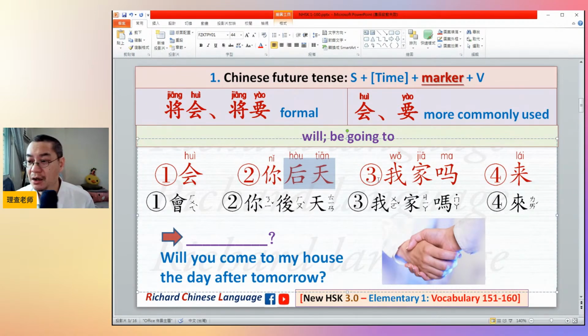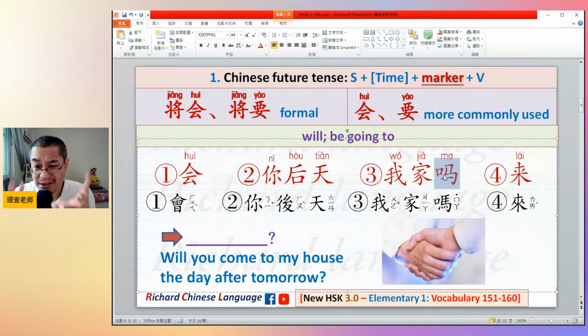我家吗 my house? Okay, ma is a marker in Chinese for yes/no question. So when you see ma at the end of the sentence, you need to answer me yes or no. 要不要，会，不会。Okay, so ma is the marker in Chinese for a yes/no question. 来 means come to. 来 come. Okay, what's the answer?